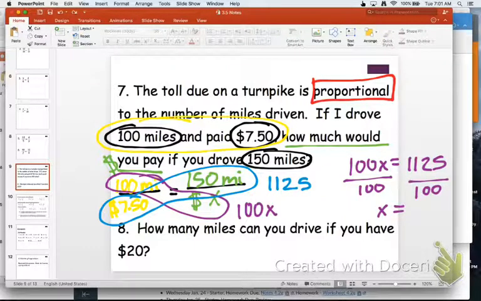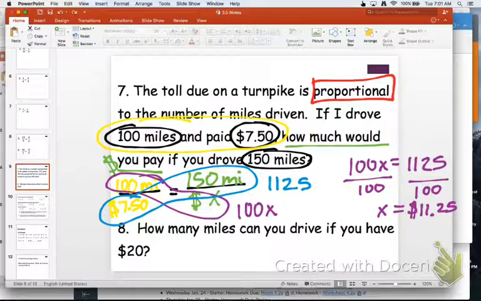So when I type this into my calculator, I end up with, don't forget your units, $11.25. That's how much I would have to pay. And this makes sense because when I just drove 100 miles, I paid $7.50. So I'm going to increase the miles I drive, so my final answer needs to also increase.